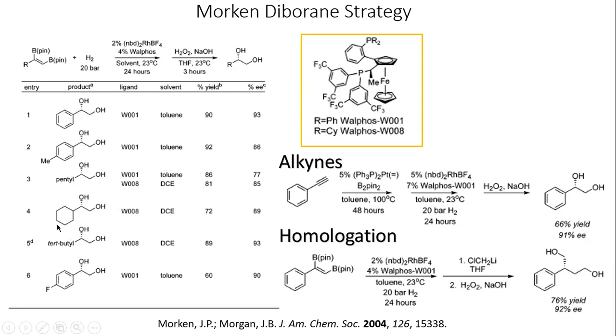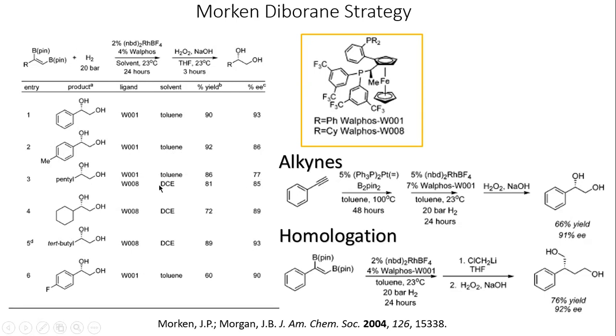And you can see it right here, even for aliphatic systems where this is a tert-butyl, you get 89% yield and 93% EE, right? And then for this substituted aromatic system, 92% yield, 86% EE in toluene. And you can also see right here that there's some solvent effect, right? Because when you compare with this aliphatic system, where this is a pentyl, just a five carbon chain, with toluene you have 86% yield, 77% EE.